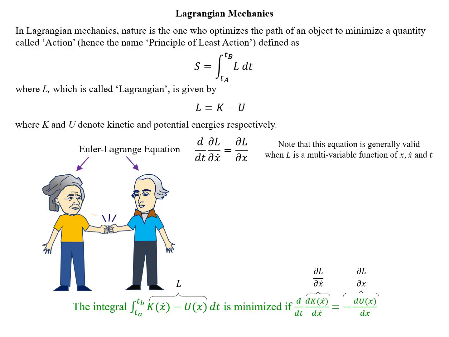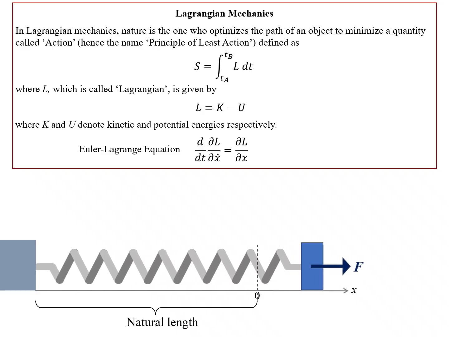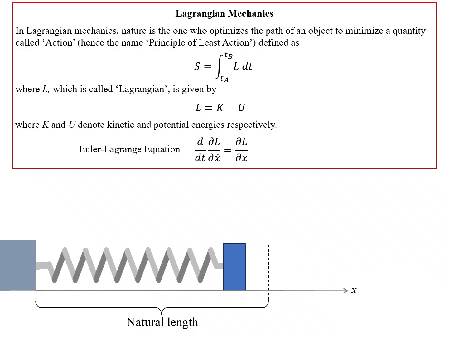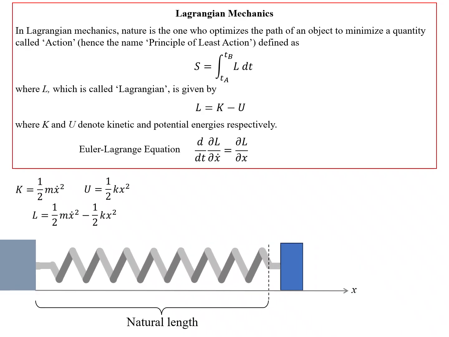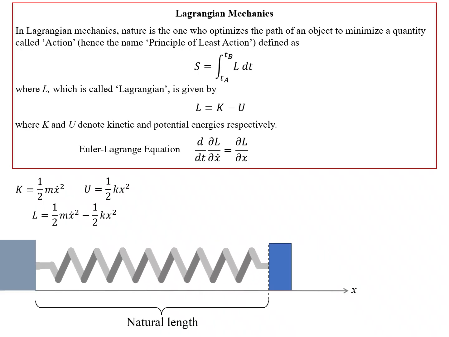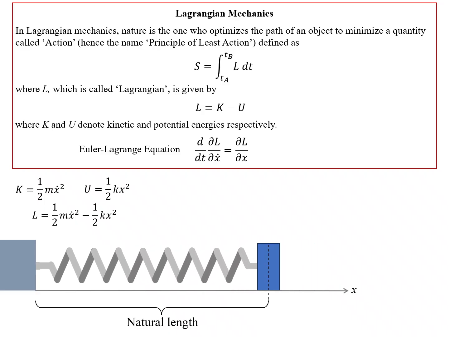For demonstration, let's apply this equation to a couple of well-known examples. The first one is a spring problem. If we pull the spring, it will stretch out, and if we let go, it will oscillate. The kinetic energy is 1/2 m x dot squared, the potential energy is 1/2 k x squared, and the Lagrangian is 1/2 m x dot squared minus 1/2 k x squared.